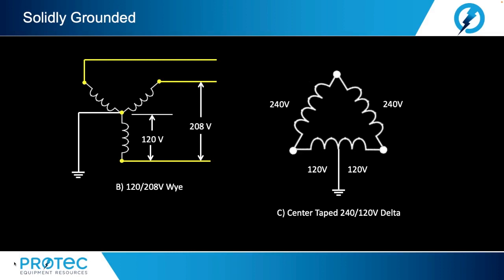Backup generators are frequently used in this type of grounding system in case a fault shuts down a production process. When this happens, the generator becomes solidly grounded.